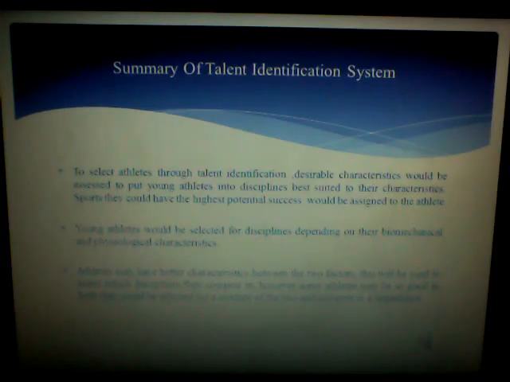To select athletes through the talent identification system, desirable characteristics will be assessed to put these athletes through into their specific disciplines within track and field events. Due to their characteristics, they will be placed into the sports in which they could have the most success. And once drafted to that specific sport, they will be worked with to be conditioned to win events and better their chances of a professional and successful career in the athletic world.